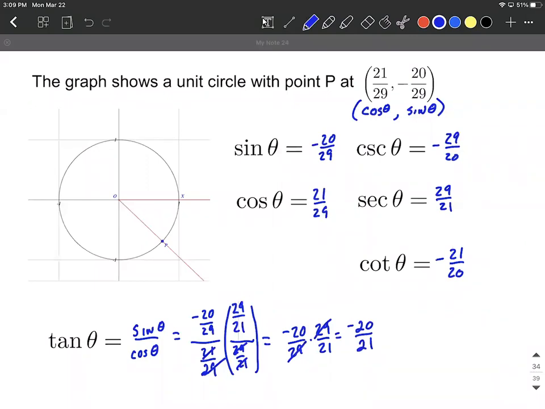Not that bad of a problem, but remember cosine is always the x value for your ordered pair, the terminal point on the unit circle, and sine is always the y value for that ordered pair.